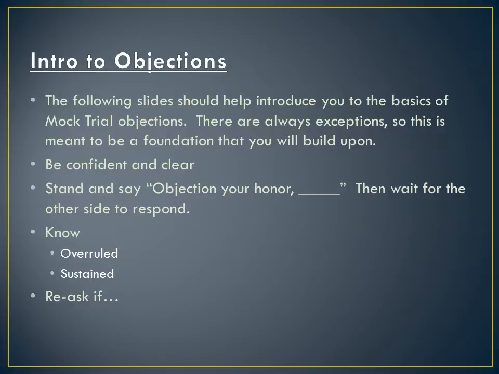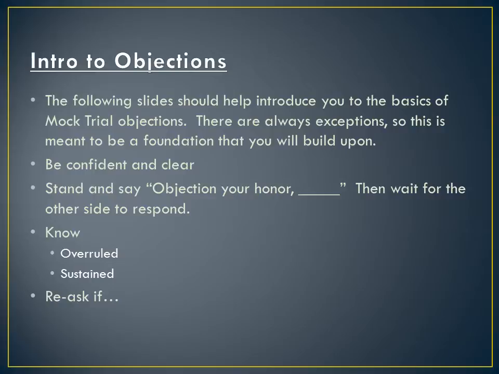Two words you need to know are overruled and sustained. If you make an objection and the judge says overruled, the judge basically said no, sit down. If the judge says sustained, that means your objection was correct. You're right. Sit down.